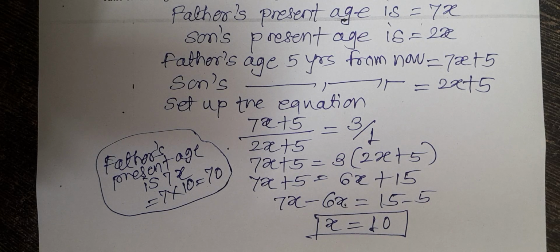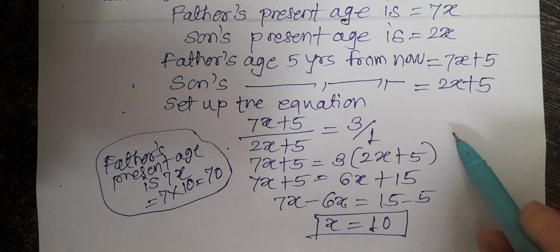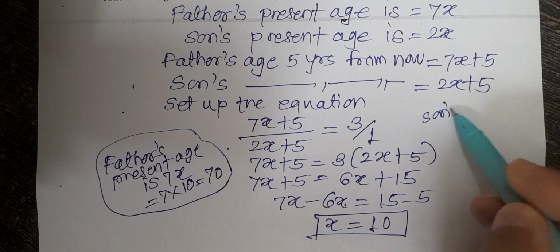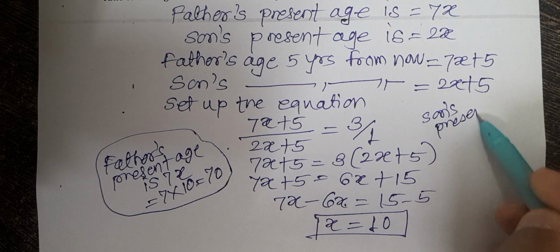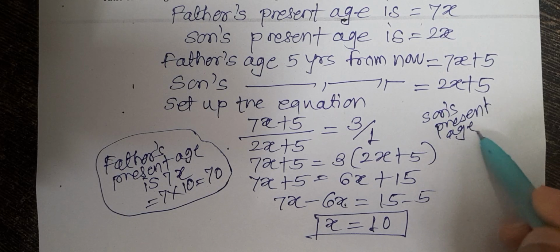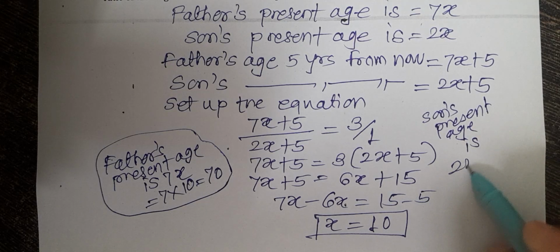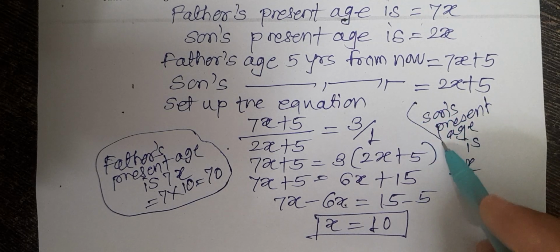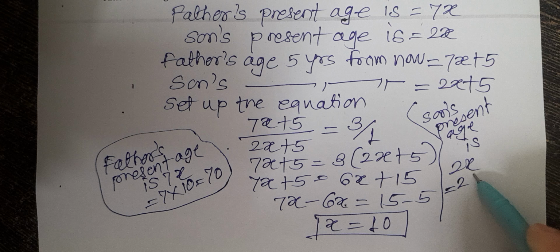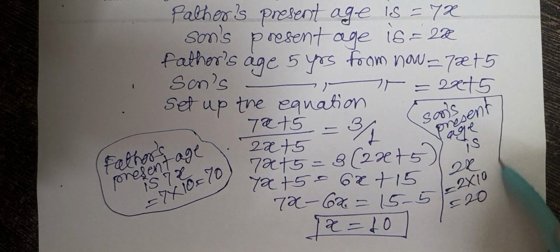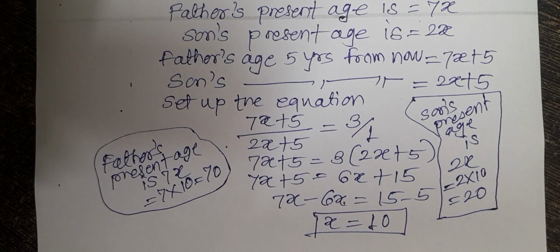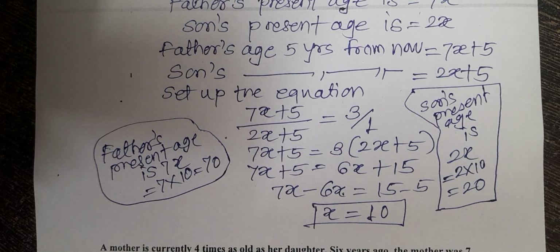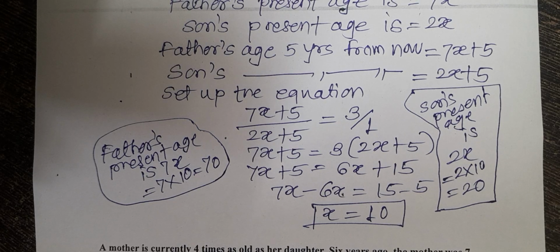And what is the son's present age? So son's present age is 2x. So just 2 into 10, 20 years. So son's present age is 20 years. So in this way we can solve when the example is in the ratio and future age.